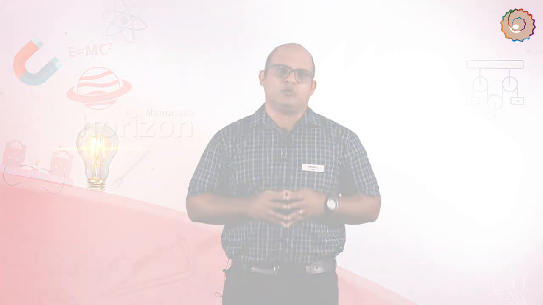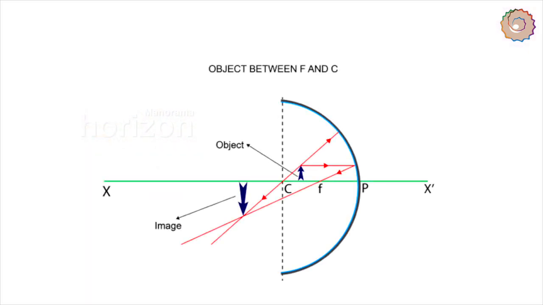The next case, the object has been placed at a point between the center of curvature and the focus. In this case, if you take two principal rays and observe how they intersect beyond, you will notice that we now have a magnified image which is real and inverted.